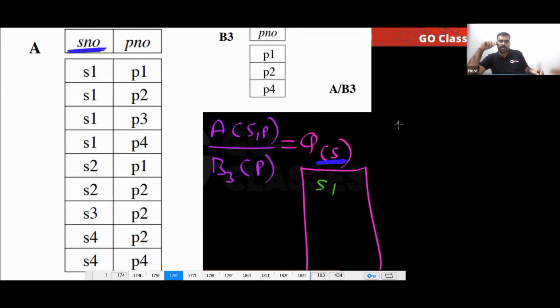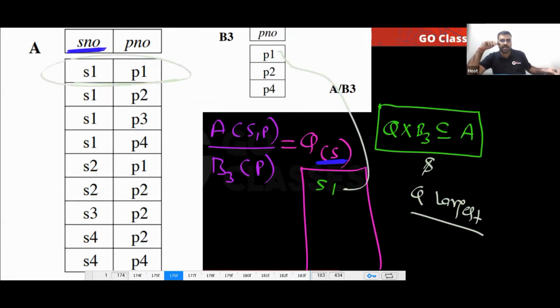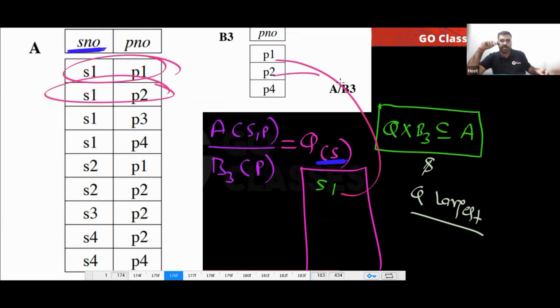Can I put S1? Remember, this condition must be satisfied, and Q must be largest. So here, can I put S1? Yes, because S1 P1 I already have, S1 P2 I already have, S1 P4 I already have, no problem. So this S1 I can put.